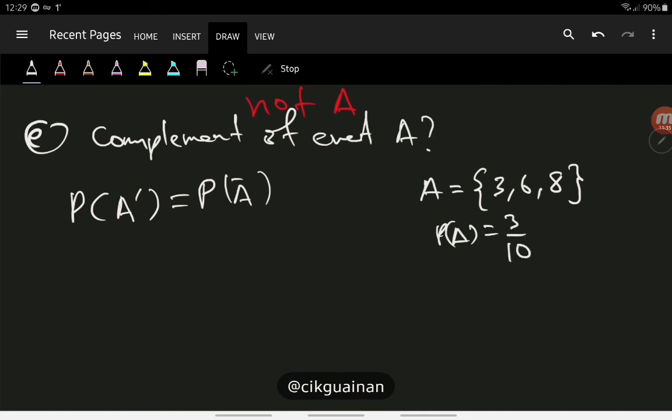So what is the complement? The complement is other than 3, 6 and 8, which is the rest of the numbers. Or we just do 1 minus P(A). So we have 7 over 10. Okay, I think that's all.